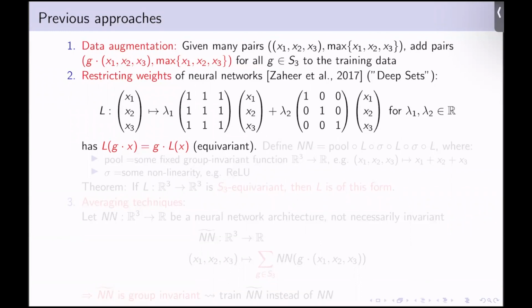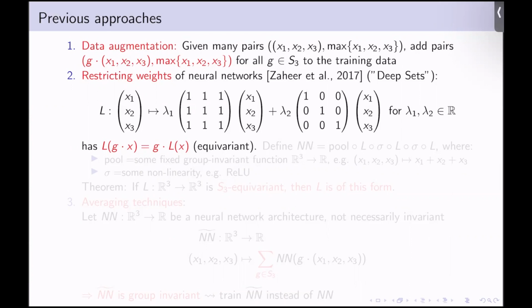Now, you can easily convince yourself that this map that I've written down, for any choice of lambda1 and lambda2, is group equivariant. So it satisfies this equation here: L of g times x equals g times L of x.